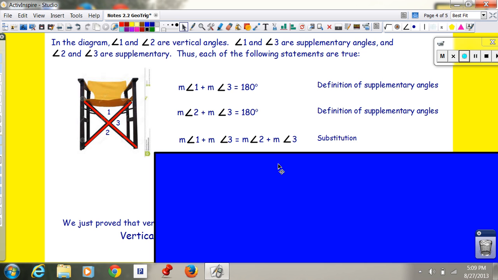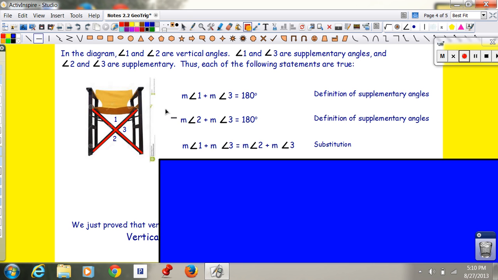The next true statement that we can put down is that 1 plus 3 is the same as 2 plus 3. Those two both add up to 180, so they have to equal each other. So in other words, this piece equals 180, and this piece also equals 180, so they have to equal each other. That's just substitution. Take out the 180, put in the 2 plus 3.